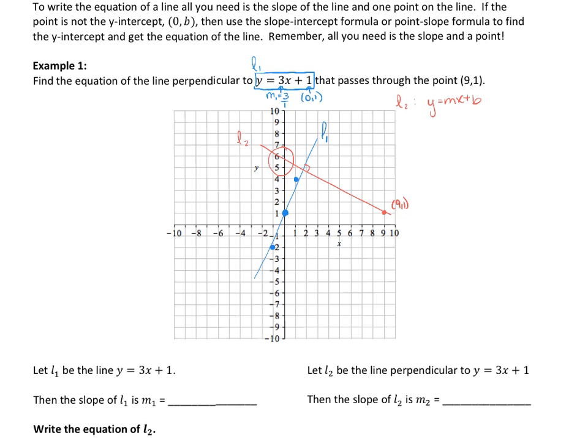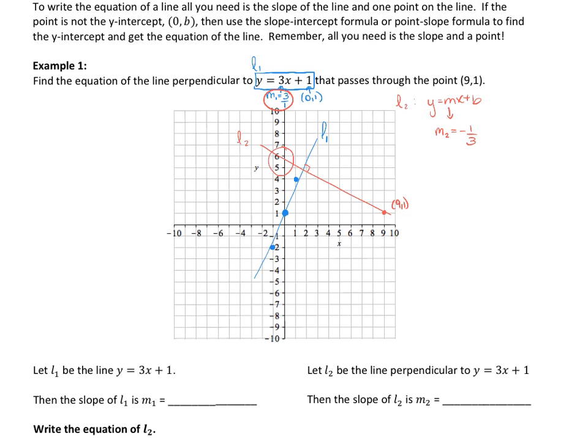What do you notice about the slope of line 2 when you compare it to line 1? Line 2's slope has to be negative, because the red line is decreasing whereas the blue line is increasing. The blue line has a positive slope of 3. That means the red line, with slope m2 for line 2, must have a slope that is the negative reciprocal of line 1. If the slope of line 1 is 3 over 1, then the slope of line 2 has to be negative 1 over 3.